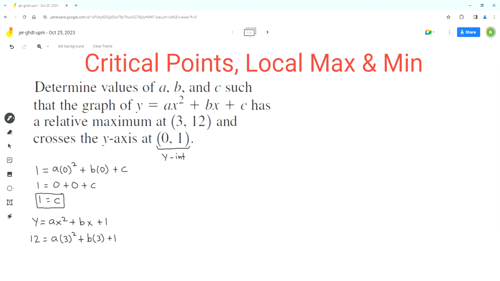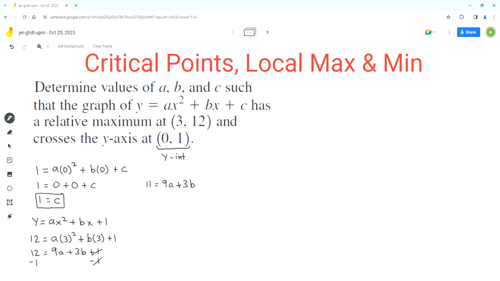Now we can simplify this equation. So we get 12 equals, 3 squared is 9, so 9a plus 3b plus 1. And now we can subtract 1 from both sides to combine the number terms. So the ones on the right side get cancelled out and we get 11 equals 9a plus 3b. So this is the first equation we get with variables a and b.